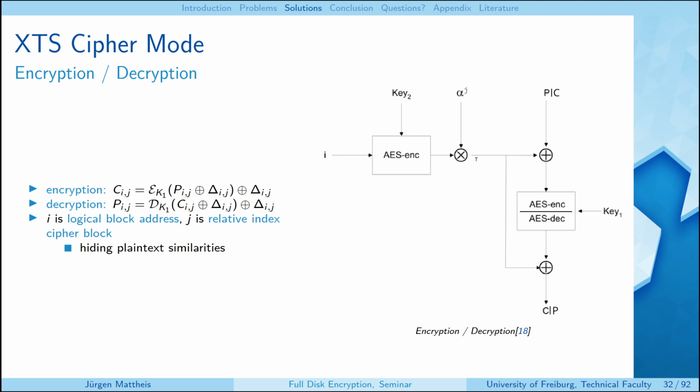And you see these parameters I and J. They derive from this logical block addressing. I is a logical block address, and J is the relative index of a cipher block within a logical block. J is used to hide plaintext similarities between cipher blocks within one logical block, and I is used to hide plaintext similarities of the same relative index cipher block between different logical blocks.